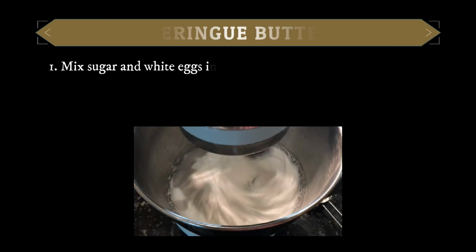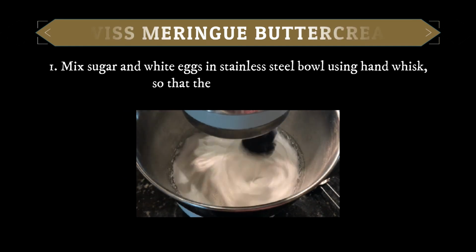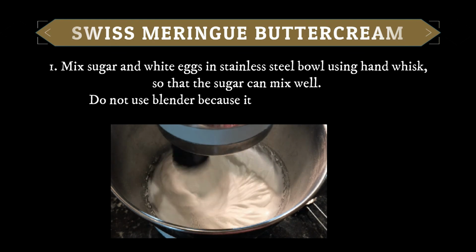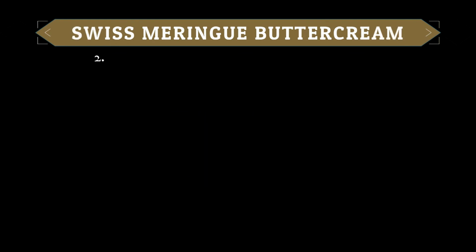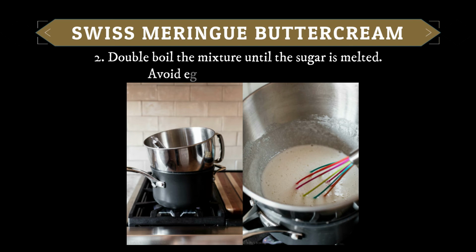So the first step is we mix the sugar and the egg whites in a stainless steel bowl using a hand mixer. Do not use a blender because it will produce a coarse texture. So the second step is we need to use the double boil method until the sugar is melted. The precaution is during this step we need to make sure that the egg white does not become solid.